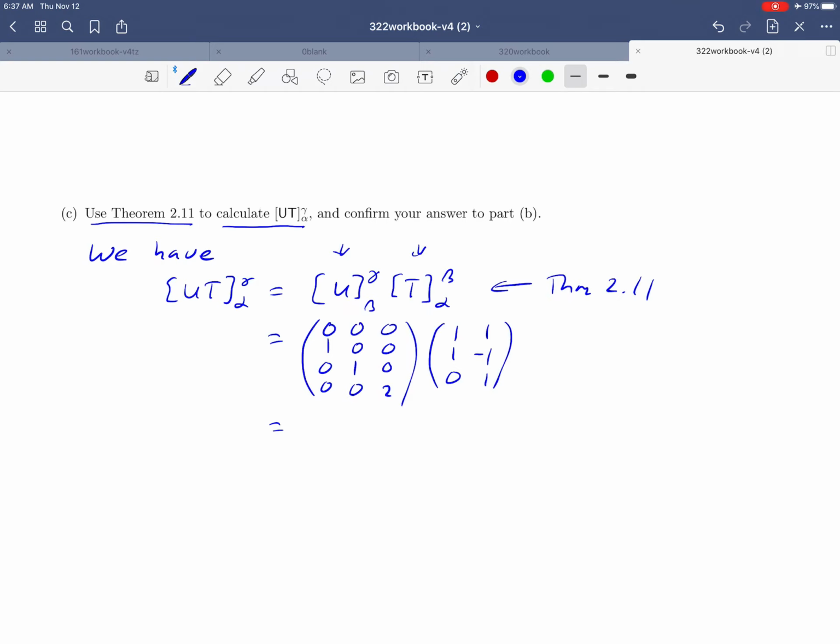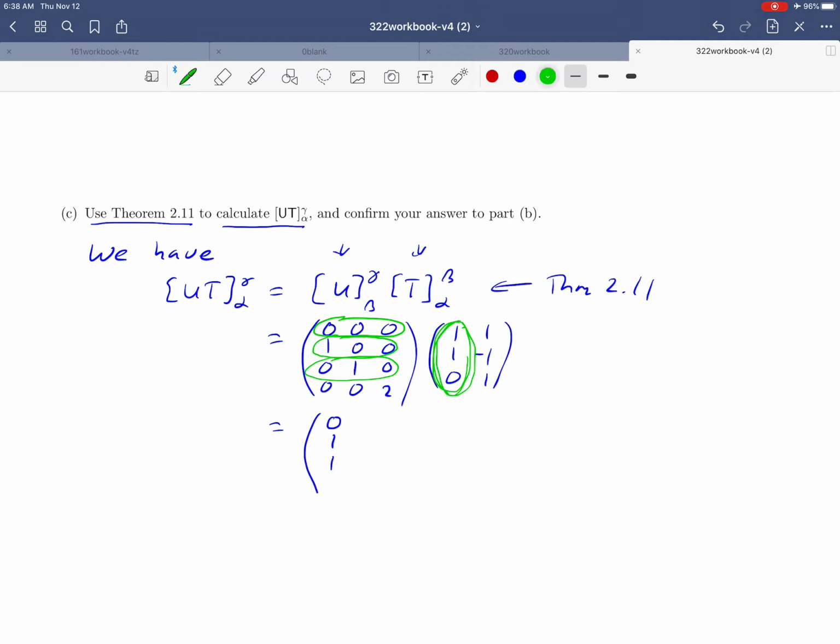Let's do a couple of the entries together. In the upper left-hand corner, we'd be taking the dot product of this vector times this vector. But because we've got all zeros in the first row of the matrix for U, we're just going to get a 0 in the upper left-hand corner here. Next, we take 1, 0, 0 and multiply that by 1, 1, 0. That's going to give us a 1, if you take that dot product. Let's do one more entry together. If you take 0, 1, 0 times this, that's also going to give you 1.